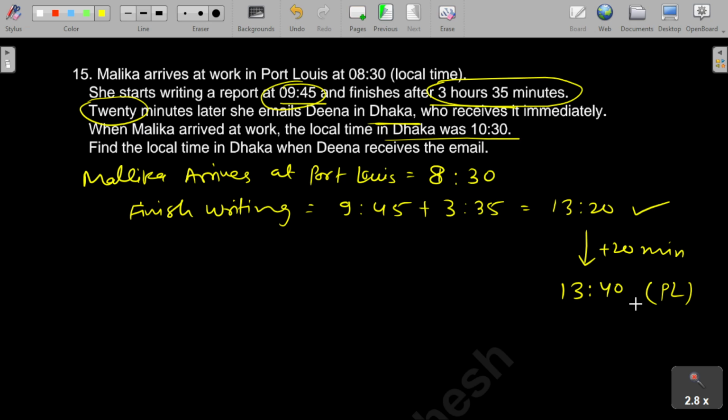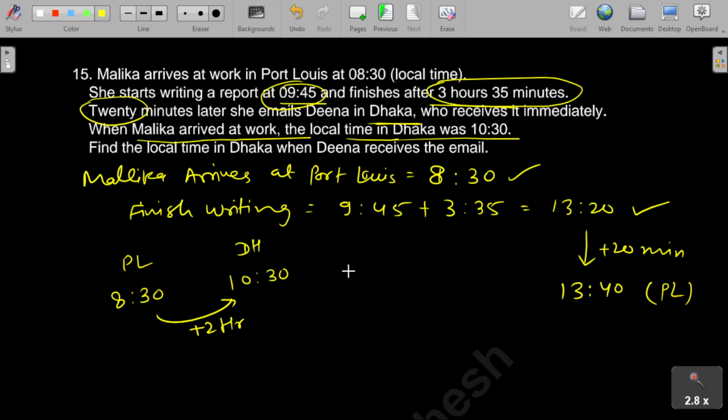Okay, and when Malika arrives, which is 8:30, and Dhaka time was 10:30. Read this line. When Malika arrives at work, the local time in Dhaka was 10:30. So Malika arrives at 8:30, and the local time is 10:30, this is Port Louis and this is Dhaka. Okay, so the time difference is 2 hours. It means Dhaka is 2 hours ahead of Port Louis.